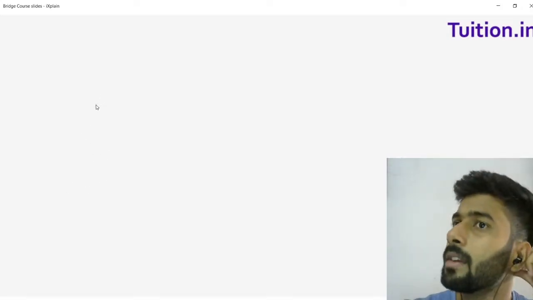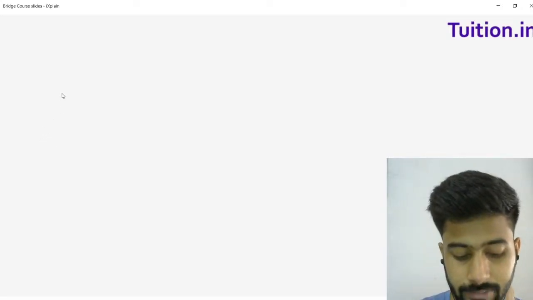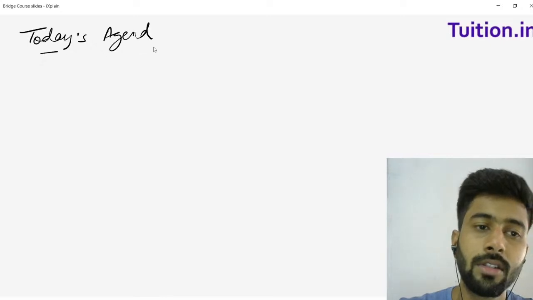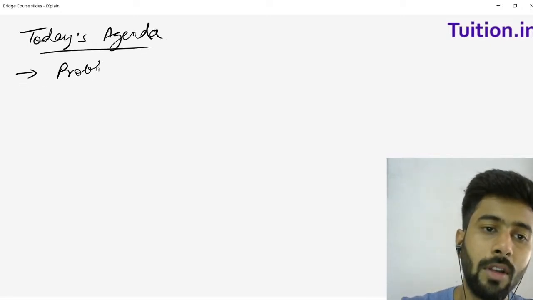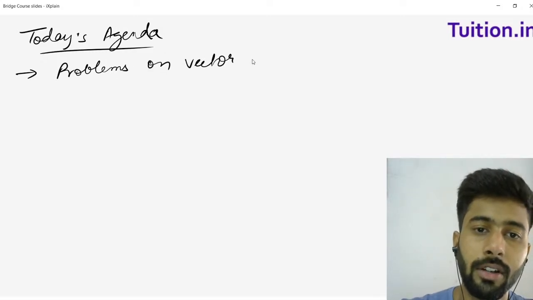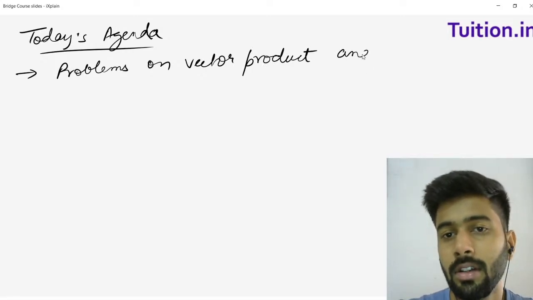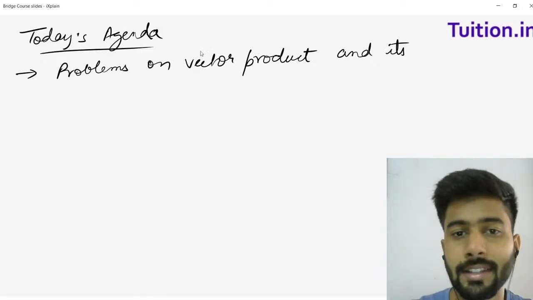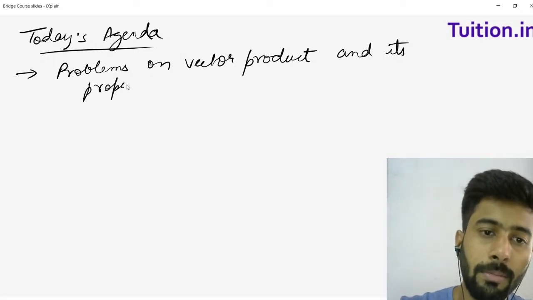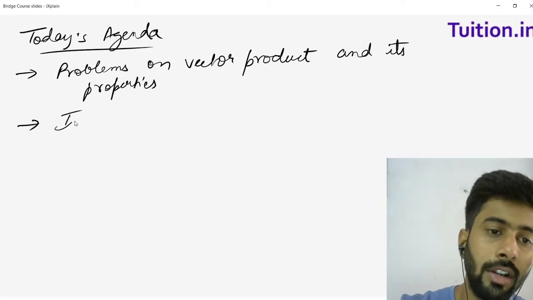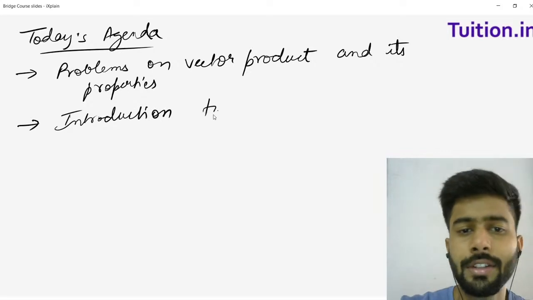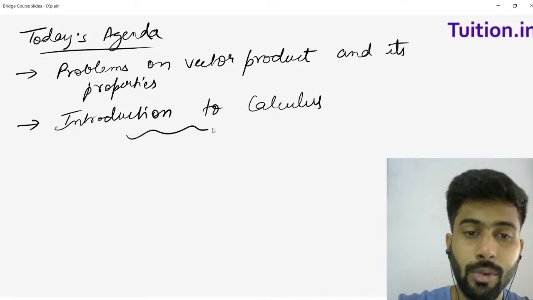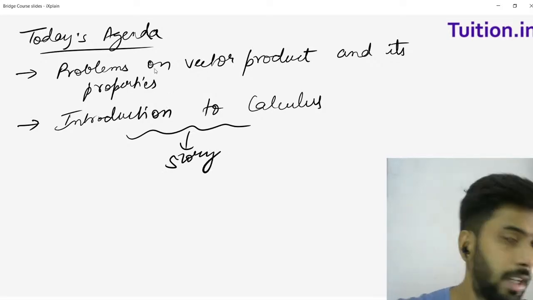So today we will spend some time doing problems on vector product. Today's agenda is number 1, doing some problems on vector product and its properties. We've studied a lot of theory about vector product in the last 2-3 days, and we saw so many properties yesterday. So we will do some problems based on this, and then we will have an introduction to calculus. This introduction will be very conceptual in nature. It will be more like a conversation and less like problems and mathematics. It will be more like a story, right? So stay tuned until the end.